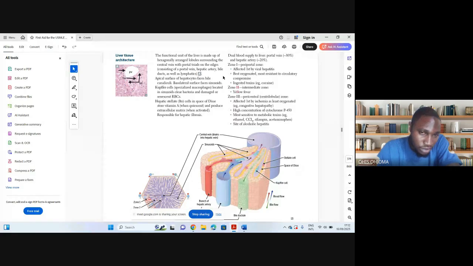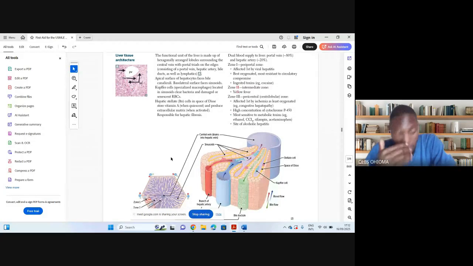Now, there are other cells that are important. We have the Kupffer cells. Those ones are responsible for phagocytosis. They are antigen-presenting cells; they will help degrade the bacteria and present the antigens to the nearby lymph tissues, where the T lymphocytes process them, analyze them, and do the needful with them.